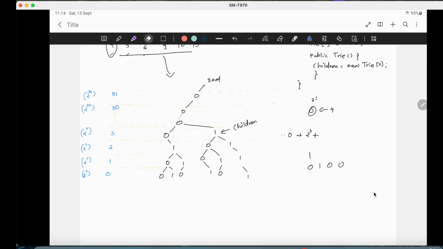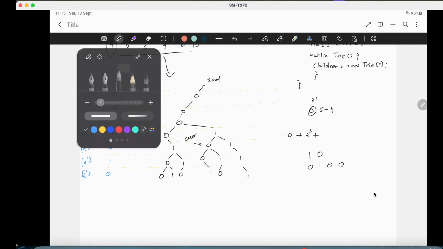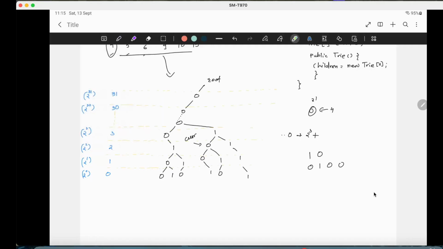So our current pointer, this should be current. Current should point now at this level, and 0 is something we have to consider, because a 0 child is available. If we don't have any option, we have to follow the same path. So our current is now pointing at this level. Now again, the next bit for 4 is 0.